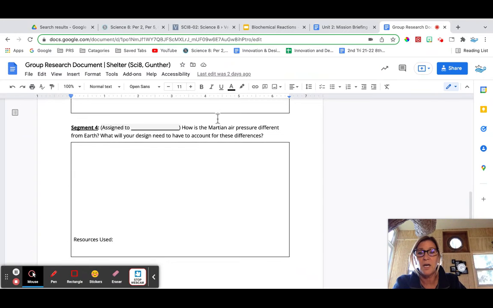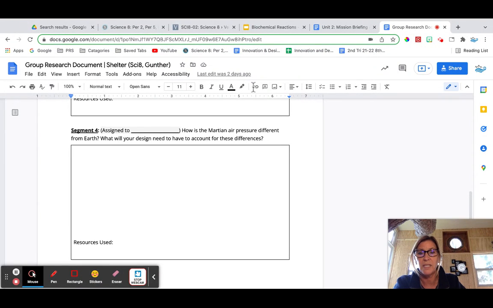Here, this person is going to be talking about Martian air pressure and how the air pressure is different from Earth and what that means in terms of the way that you will design your habitat. So thinking about pressurization, thinking about airlocks, thinking about things like that that will be necessary.